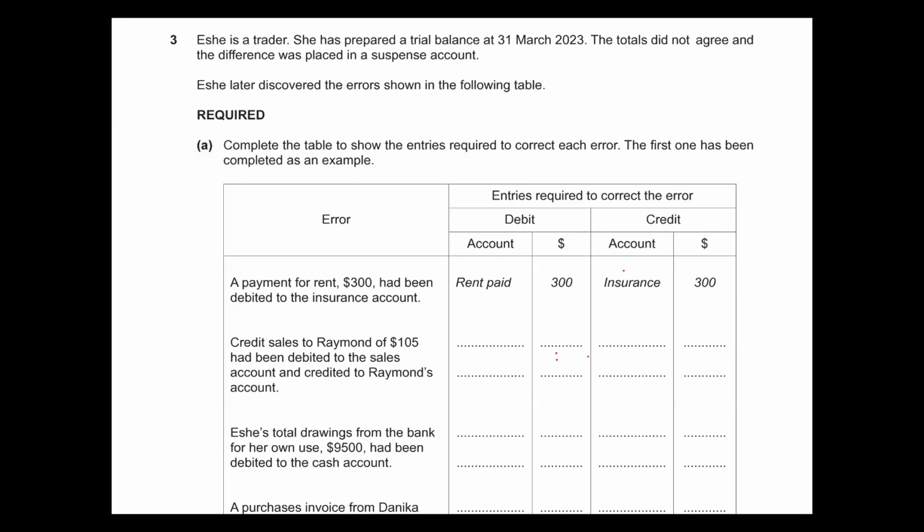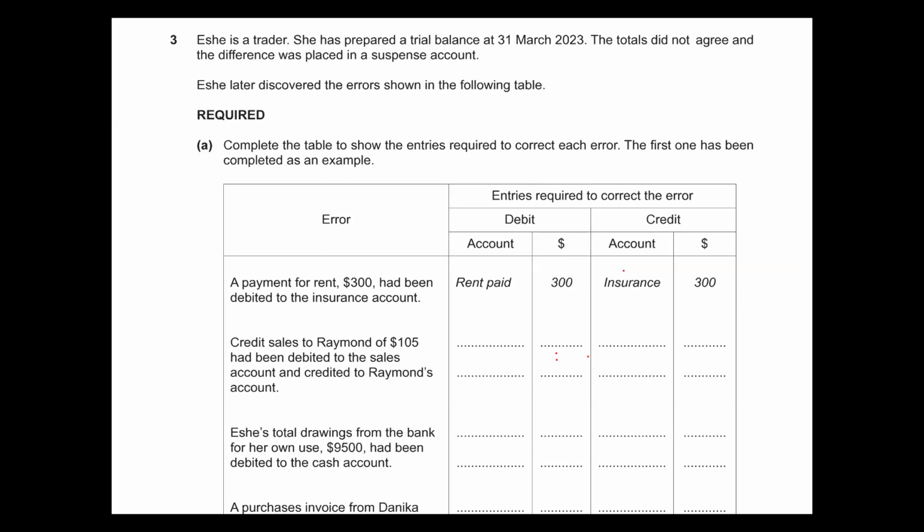We'll go through the errors. This is what we are required to do: complete the table here by showing the entries required to correct each error. The first one has just been done for us. Let me read the example that has been done for us. A payment for rent of $300 had been debited to the insurance account.